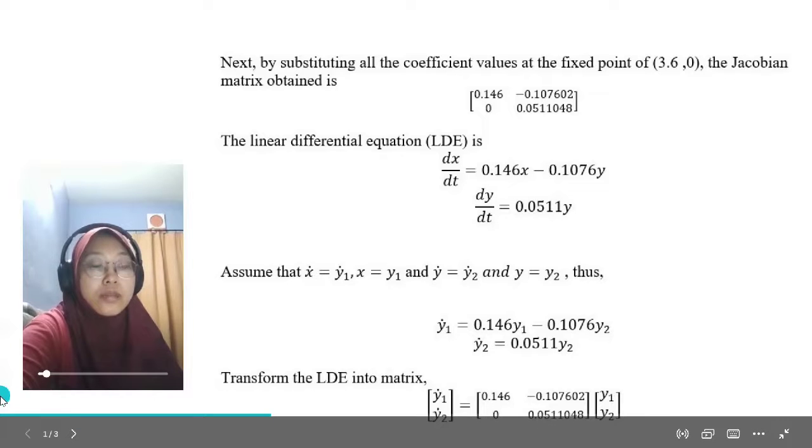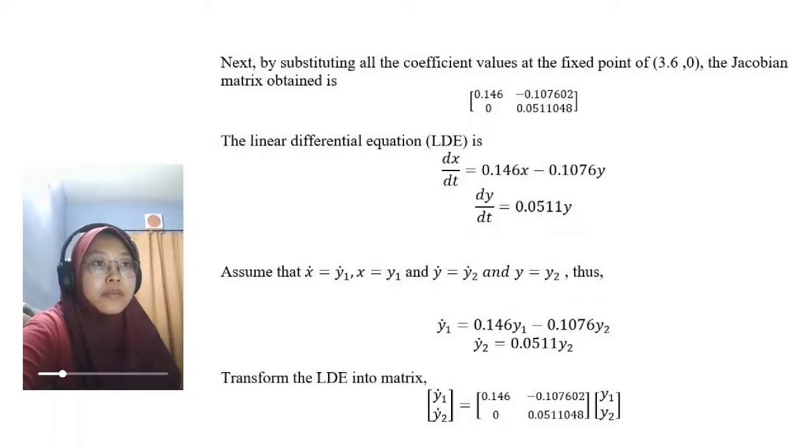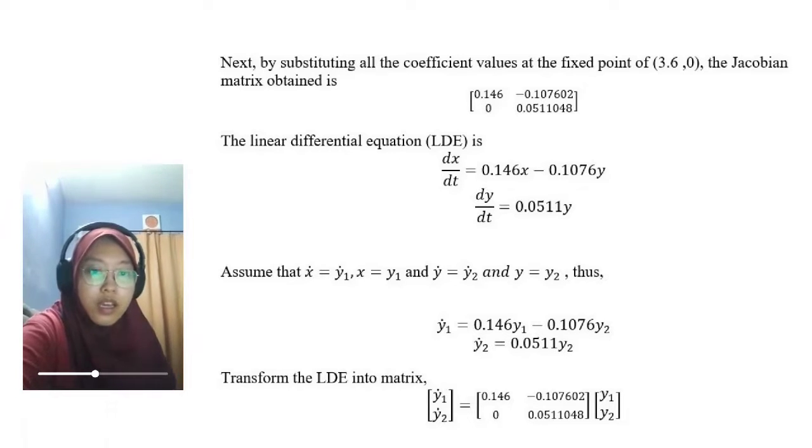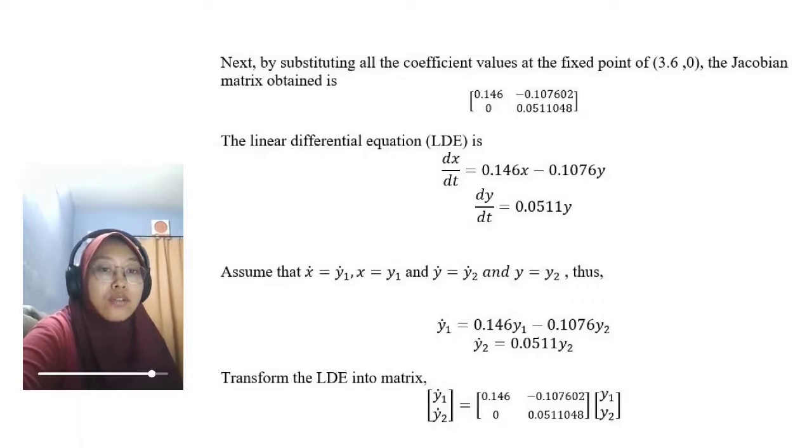Right, so next we will substitute the coefficient values at the fixed point of 3.60, and we can obtain a Jacobian matrix. And then we can also construct a linear differential equation based on the matrix. Based on certain assumptions, x dot equals y1 dot, x equals y1, y dot equals y2 dot, and y equals y2.